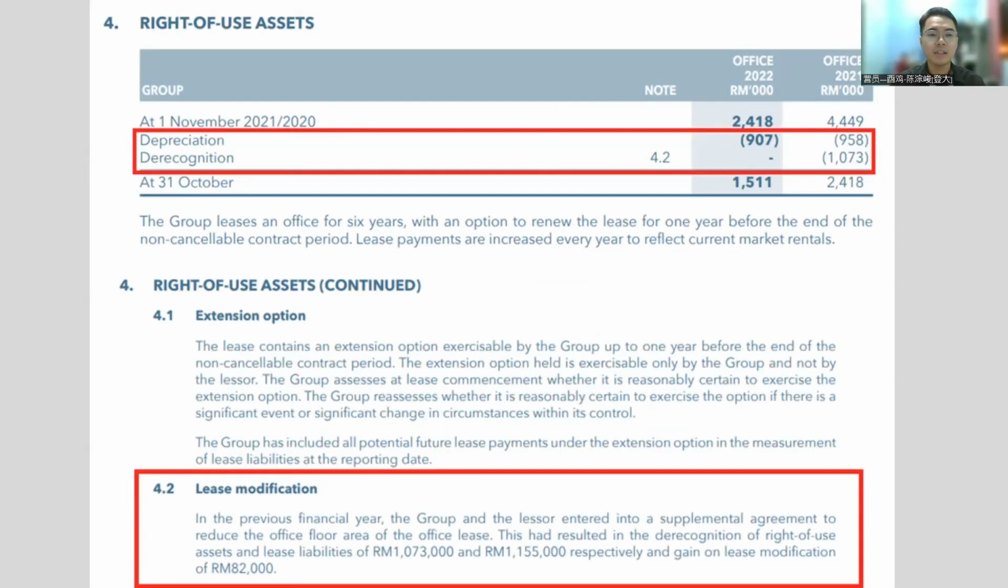Now we go into the initial recognition of this group. EcoWorld International Berhad uses right-of-use assets as their initial recognition of the lease. The initial measurement of the cost of right-of-use assets includes the costs stated in MFRS 16 paragraph 24. Other than that, EcoWorld International Berhad uses the cost model for measuring its right-of-use assets, because I saw that they have annual depreciation in their right-of-use assets for 2021 and 2022.